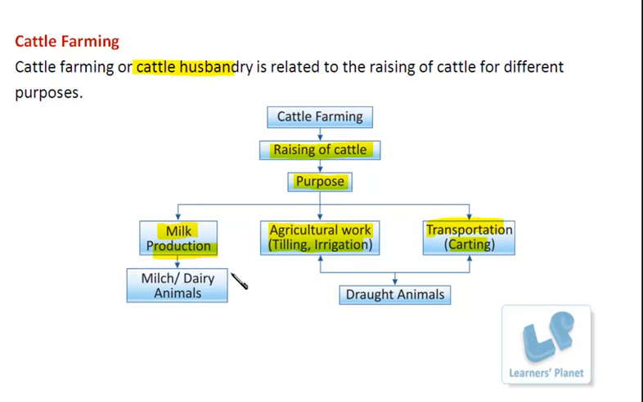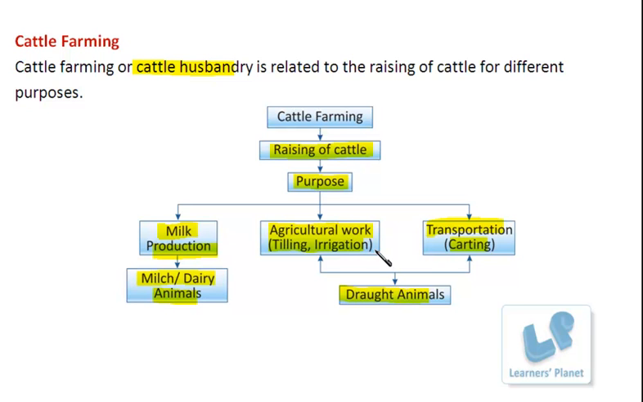Now depending upon this purpose, these cattle are classified into two categories. What are these two categories? The first one is dairy animals or milch animals. Milch animals or dairy animals are those cattle which are reared for milk production. Then the next category is draught animals, and these draught animals are basically the organisms which are used for dry work or for power-requiring work. We can say it like that.